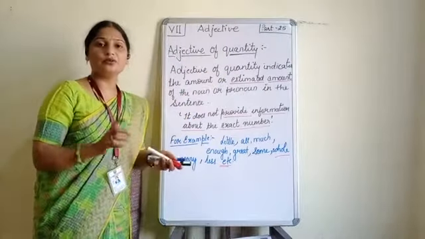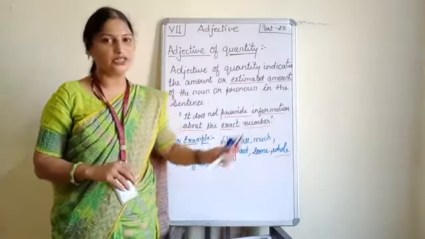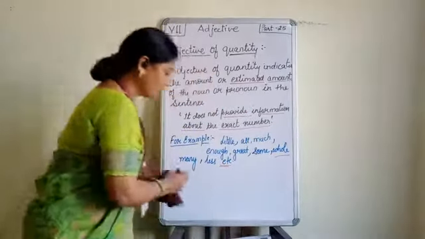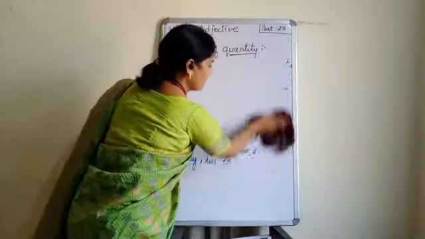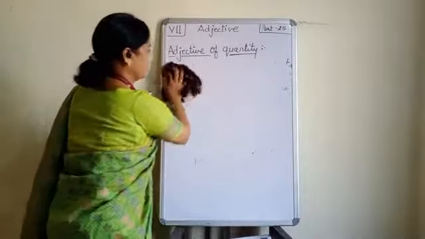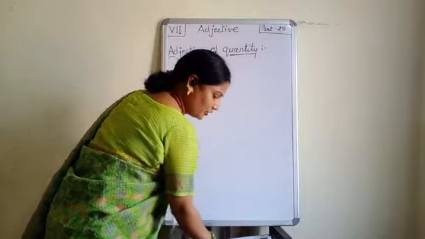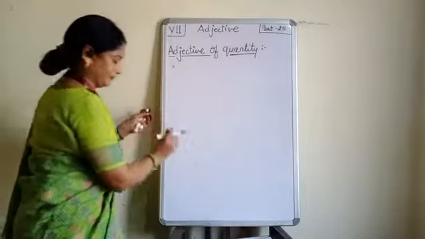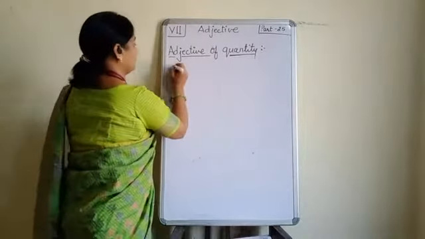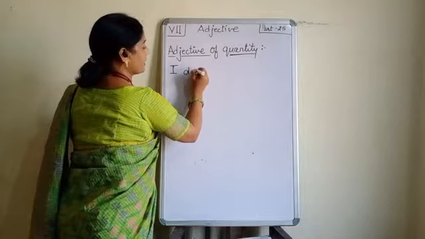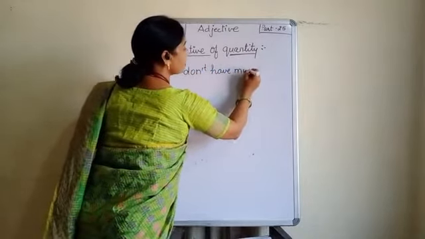Now children, I'll give you some more examples in the form of a sentence so that you can understand in a better way. Now let me erase this. And see, I am going to write some examples. Example number 1 is: I don't have much time.